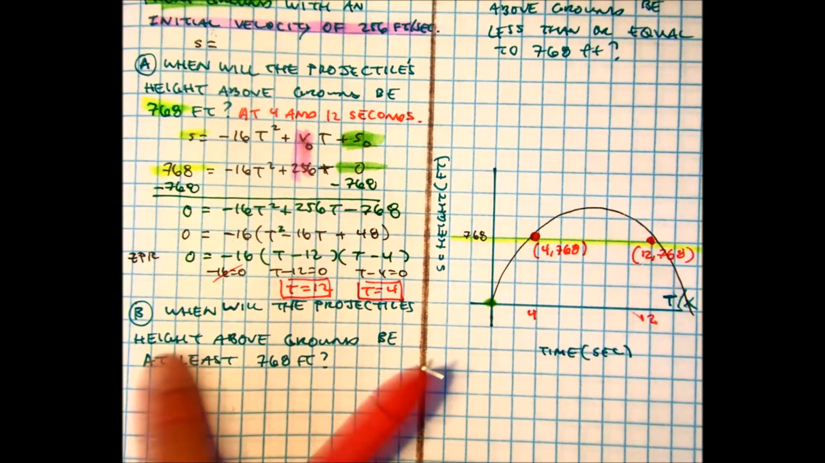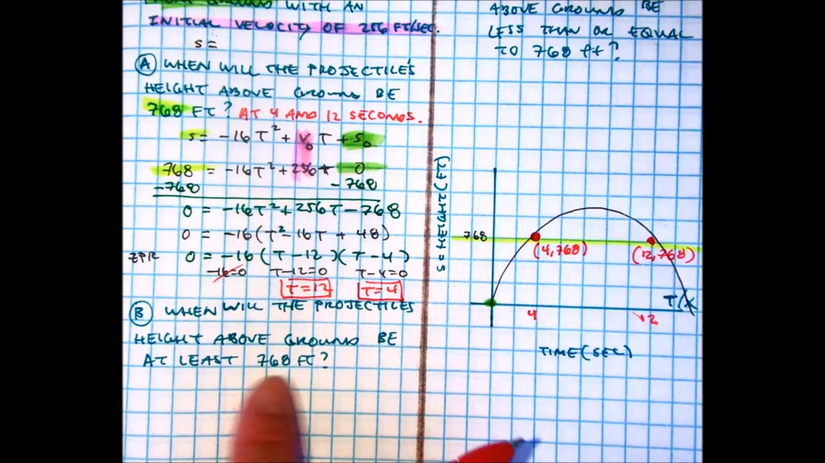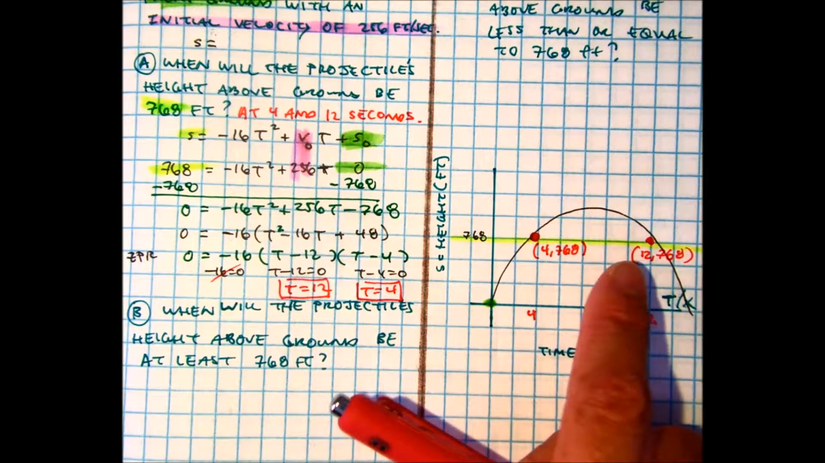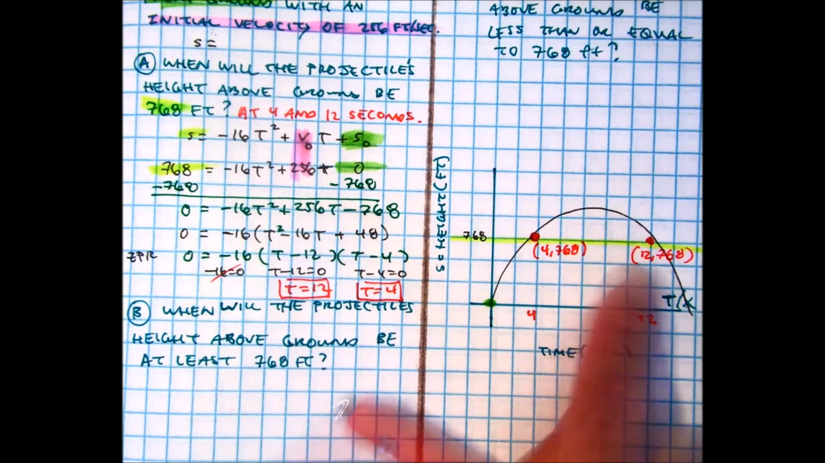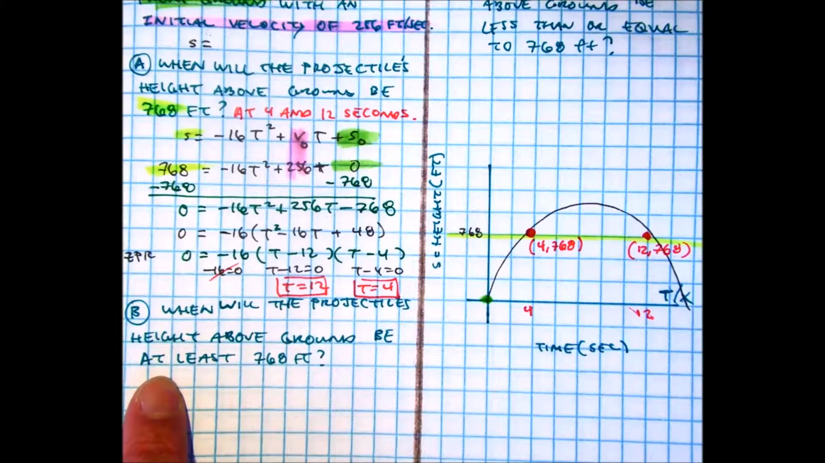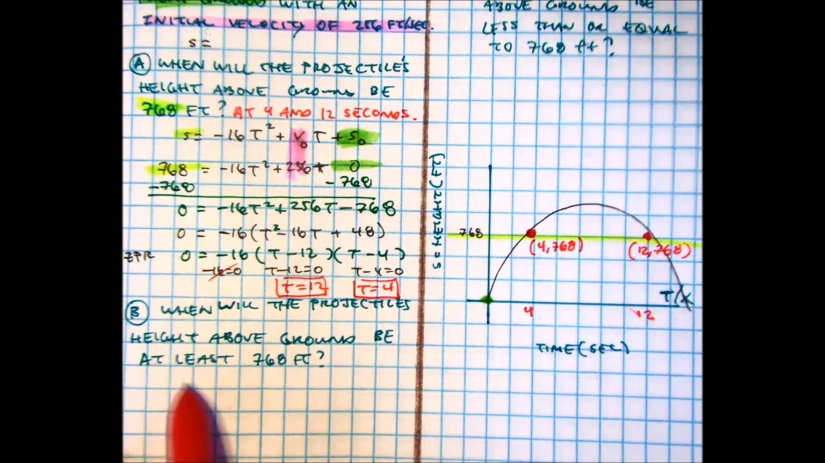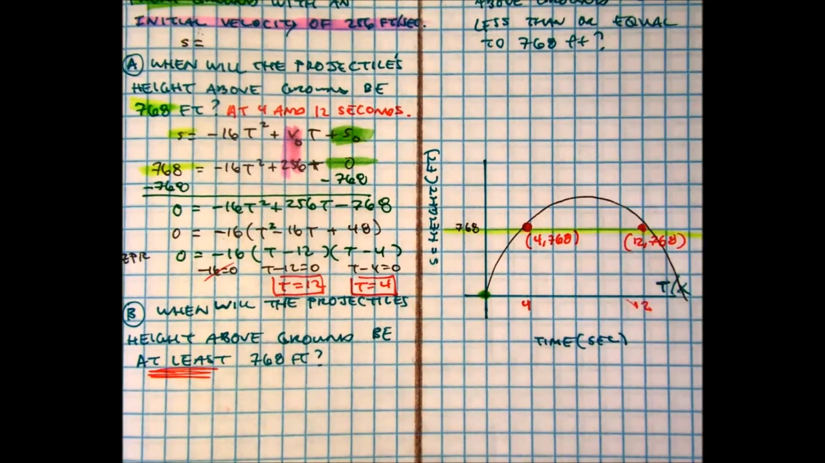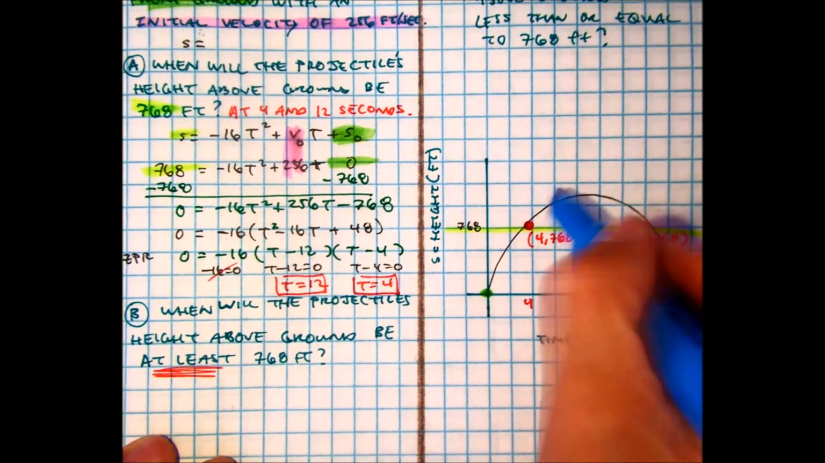When will the projectile's height above ground be at least 768 feet? Think to yourself, is that above or below the yellow line? At least 768 feet. Think of it like being an adult. There are certain things that you want to do in the future. Maybe they tell you that you have to be at least 18 years old. What number do you have to be then? 18, 19, or 20. So the words at least mean more than 768 feet. That would be above. Let's color code it.